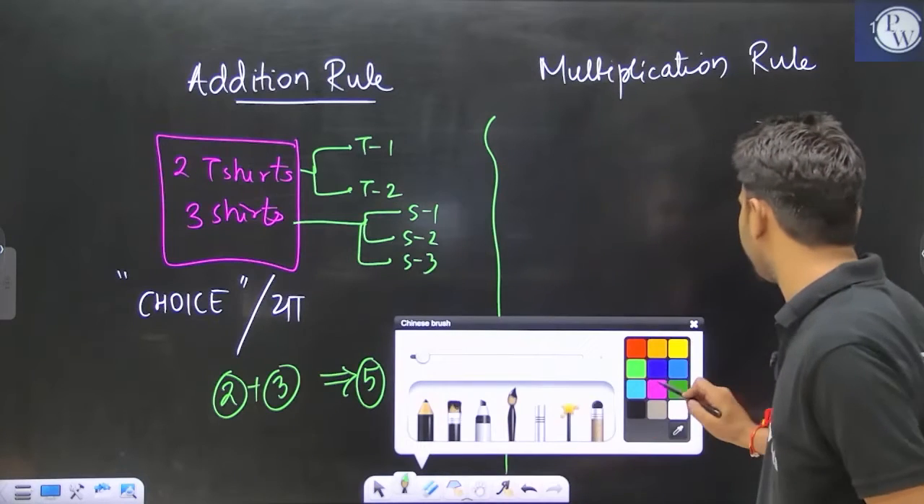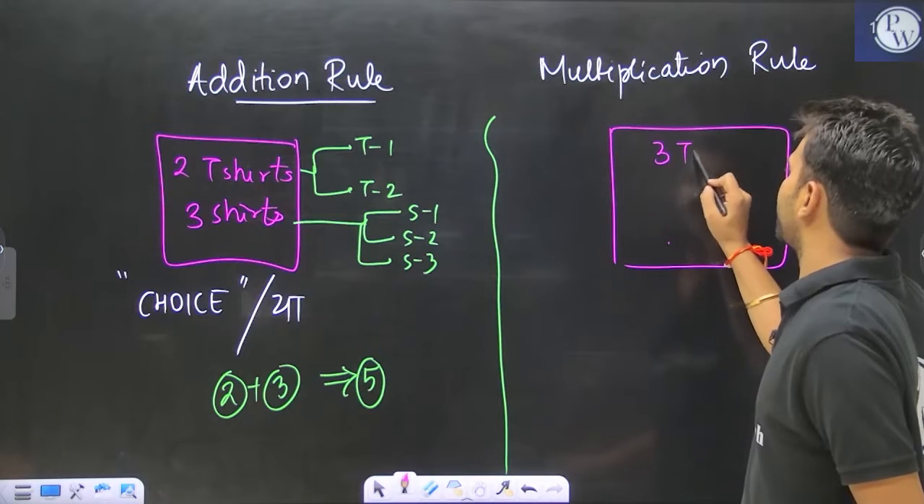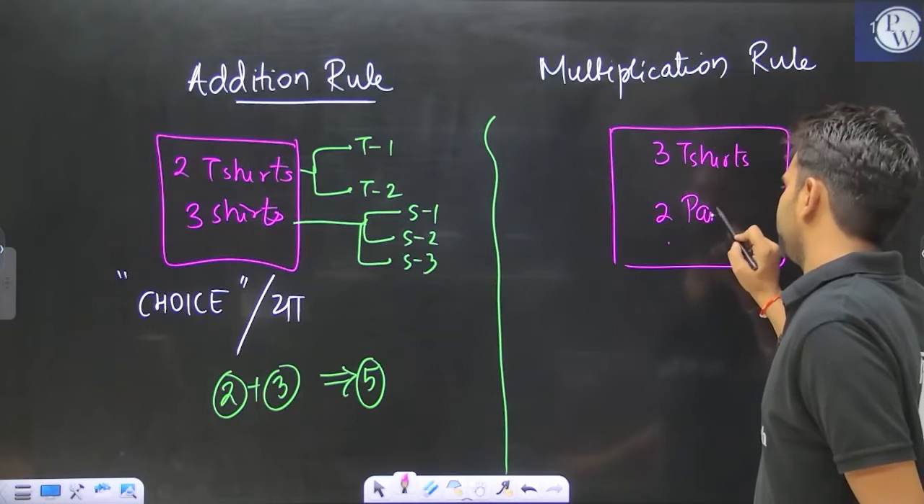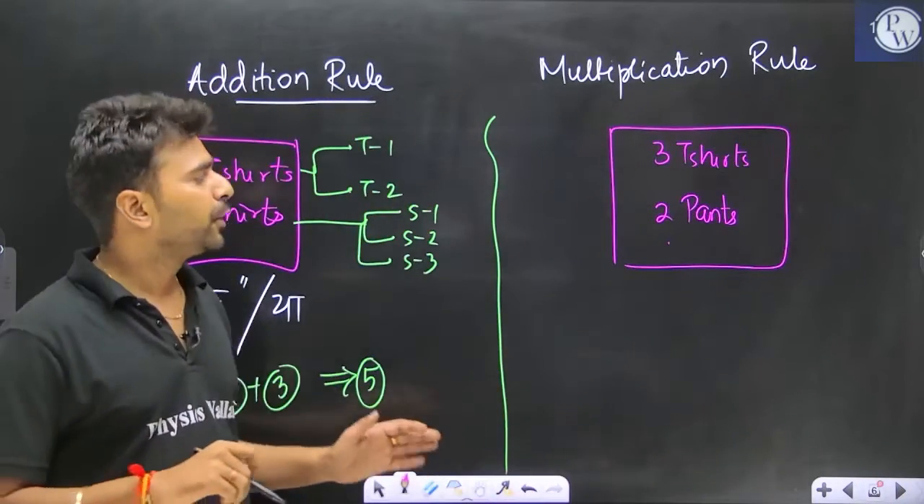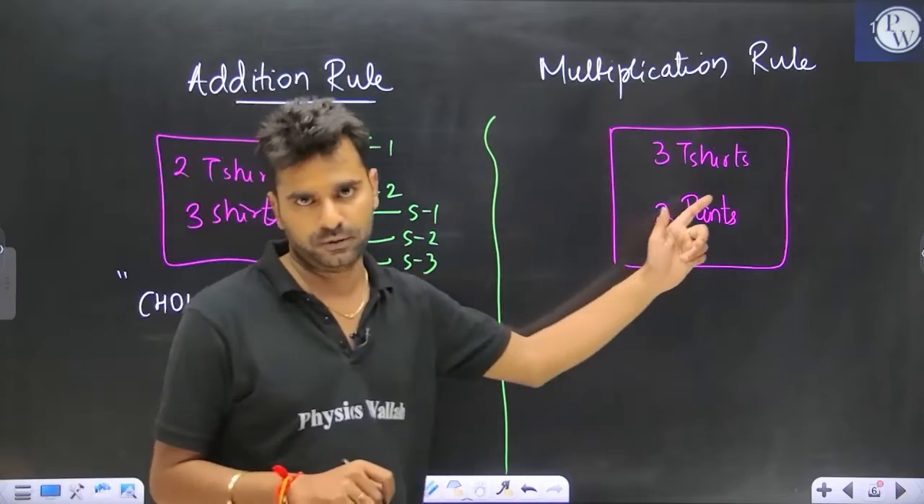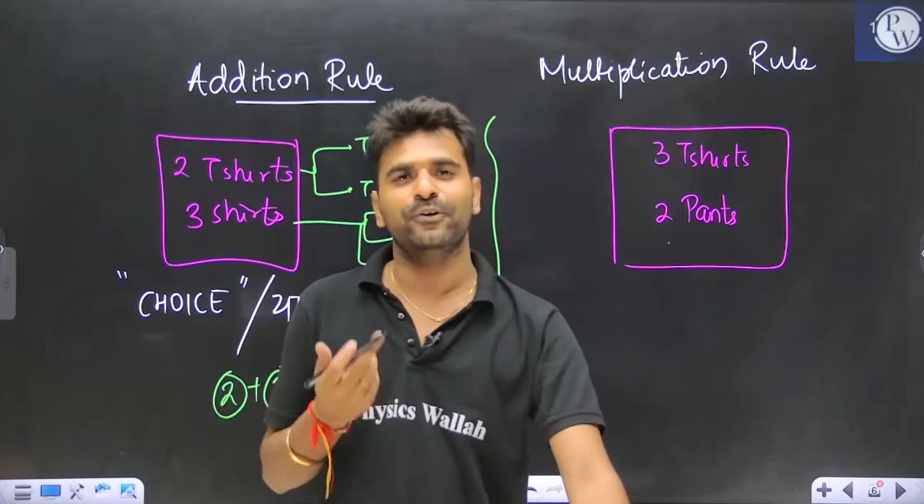Whereas if you look at another example, let's say I am having 3 t-shirts and 2 pants. Now if you have to get dressed over here, you have to wear a t-shirt as well as a pant. You have to wear both. You cannot wear a t-shirt only and go outside, right? Definitely you need to wear both.